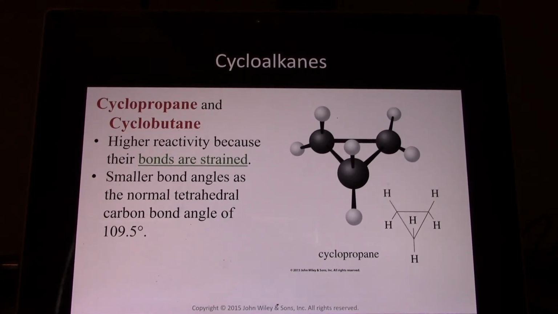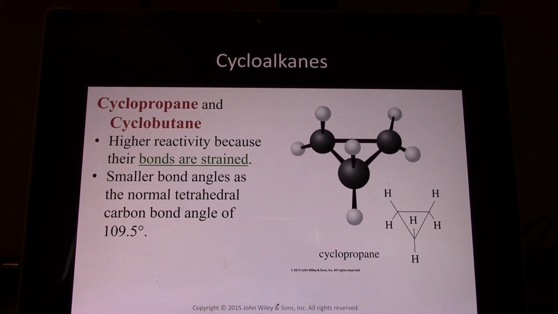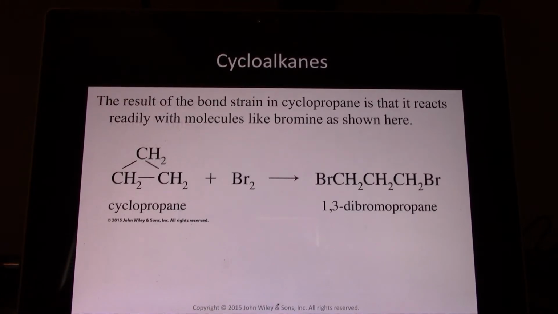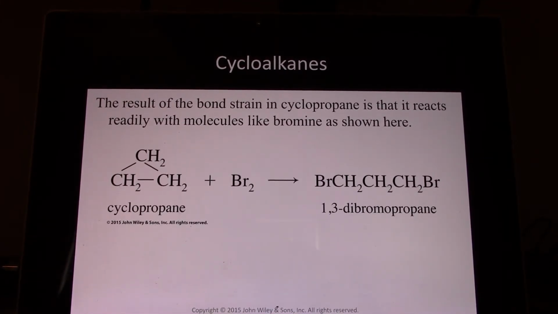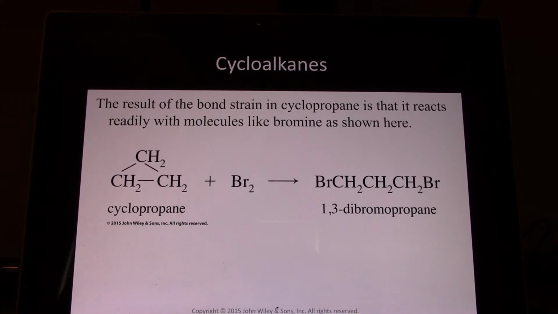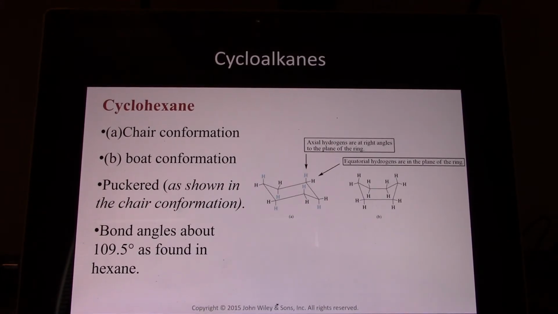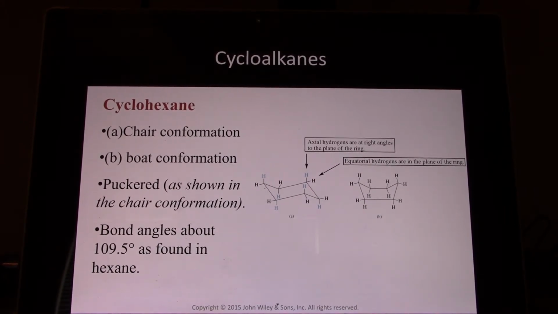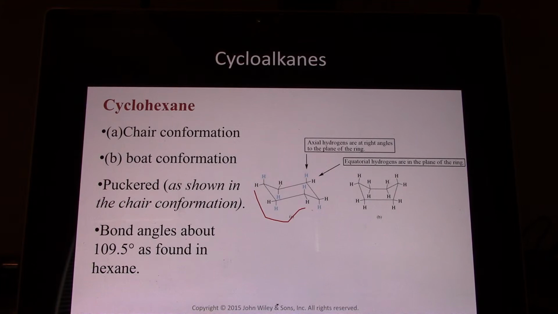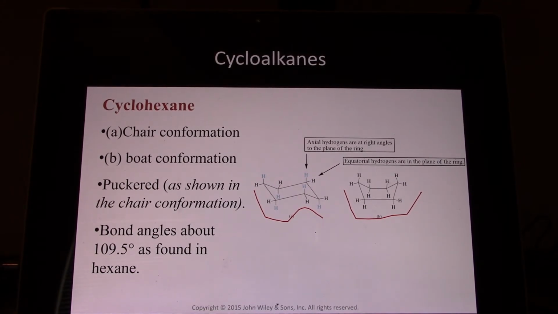So again, cyclopropane and cyclobutane have higher reactivity because of strained bonds. So they react really easily. And so here it reacts with bromine very quickly. Cyclohexane. We have two conformations. We call them chair and boat, because this kind of looks like a lawn chair, and this one kind of looks like a boat. And it flips back and forth between these conformations.